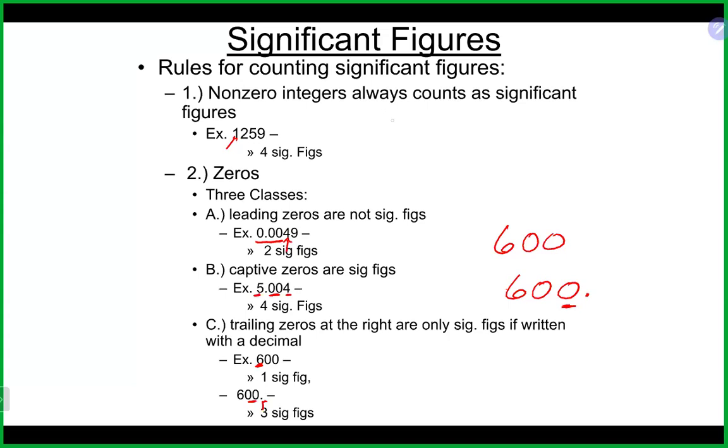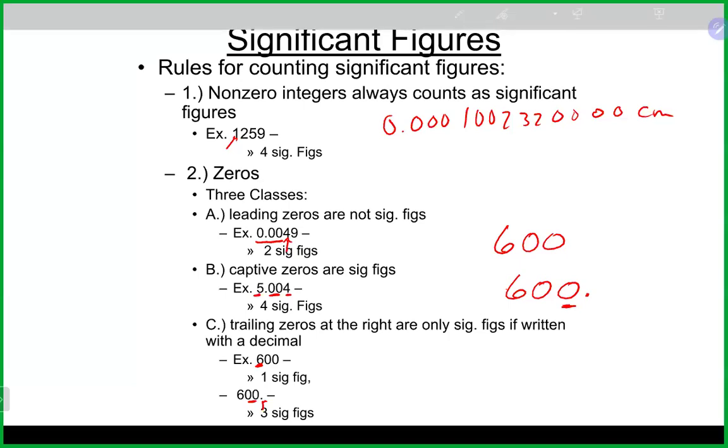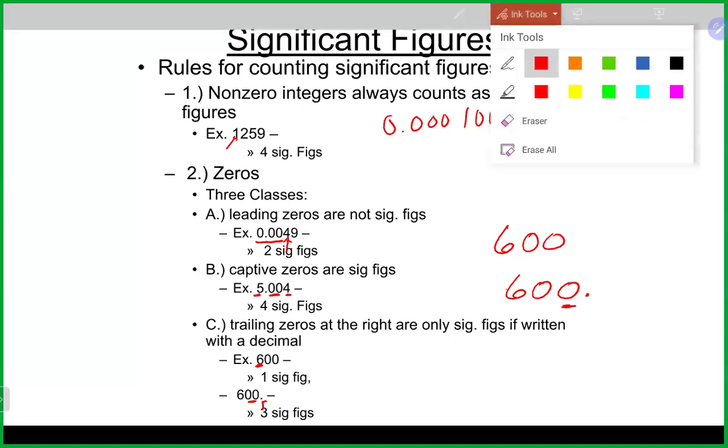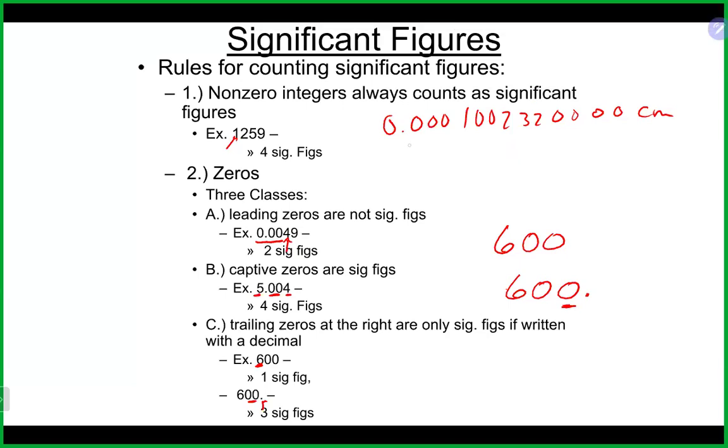So if I had a number like this, 0.0010023220000 centimeters, I'm not sure how I measured that. But let's just say it was, how many significant figures would it be? I have no idea, I'm just obviously writing numbers. So let's go through it together here. We'll start here. Are any of those significant?